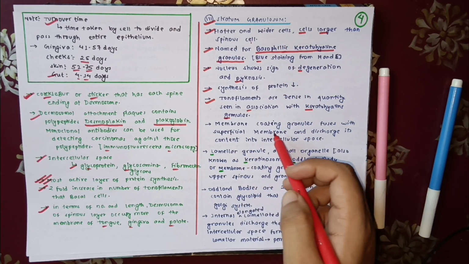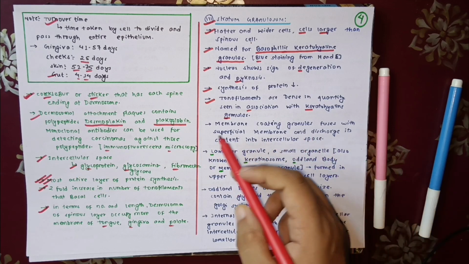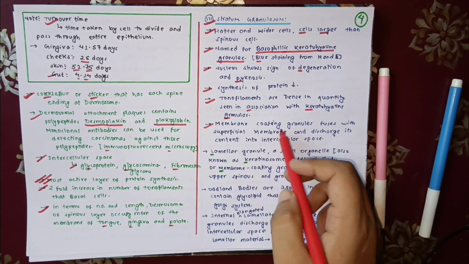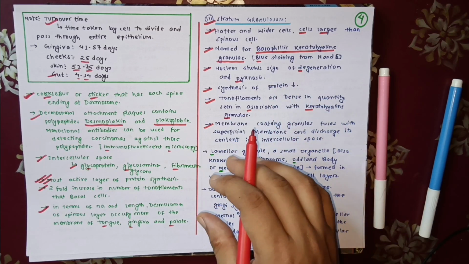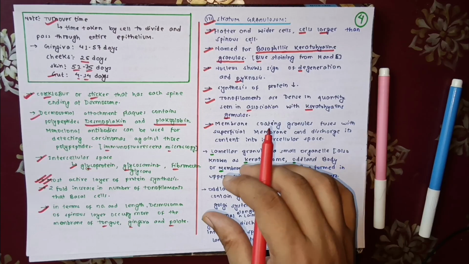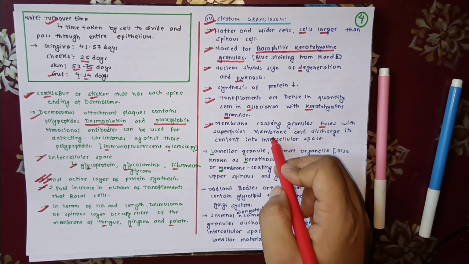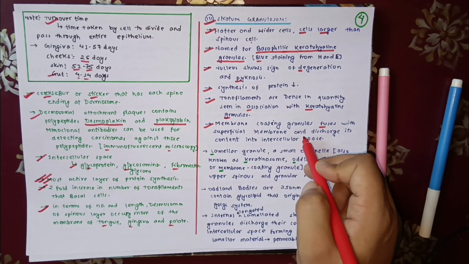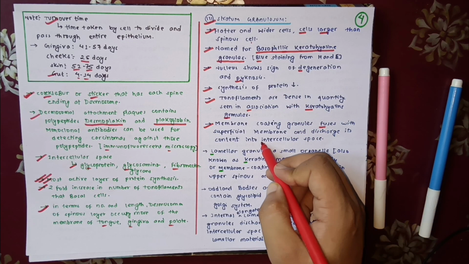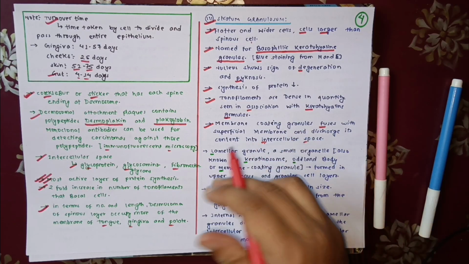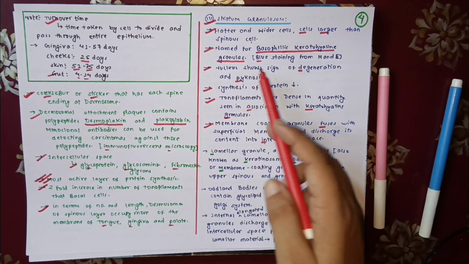So after that, membrane coating granules fuse with the superficial membrane and discharge their contents into the intercellular membrane space. Those basophilic keratohyalin granules that are present, the membranes of those granules just get fused with the superficial membrane, and the contents present in those granules are discharged into the intercellular space. This is the pattern of how secretion of the content of this granule takes place.